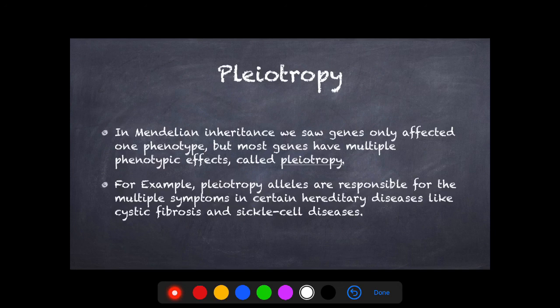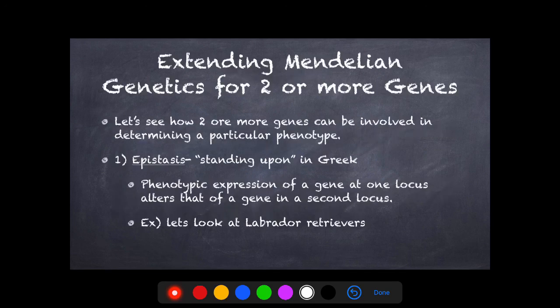There's something called pleiotropy. In Mendelian inheritance, we saw genes only affected one phenotype, right? So purple affected, you got purple and stuff like that. But most genes actually have multiple phenotypic effects, and this is called pleiotropy. For example, pleiotropic alleles are responsible for the multiple symptoms you can have in inherited diseases like cystic fibrosis and sickle cell disease.